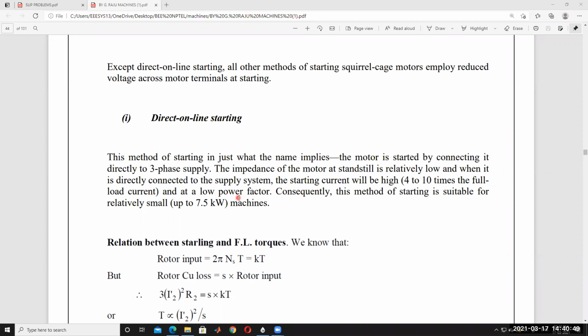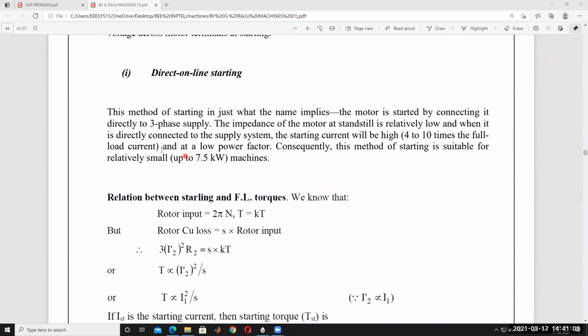The induction motor power factor is very low at starting. Consequently, this method of starting is suitable only for relatively small machines, up to 7.5 kilowatts. Direct online starting is not recommended for large machines.